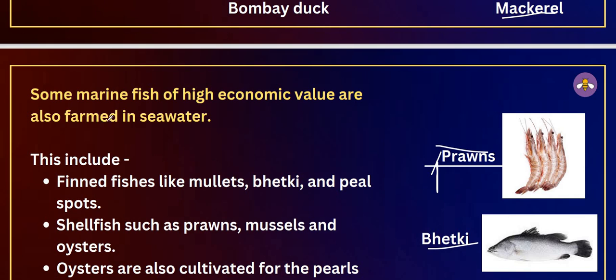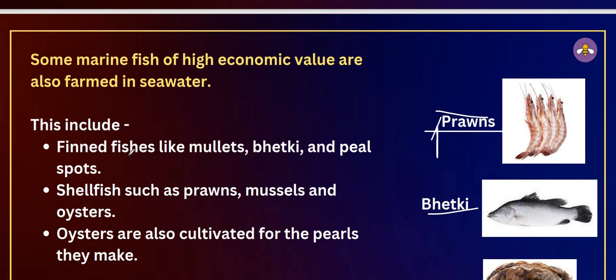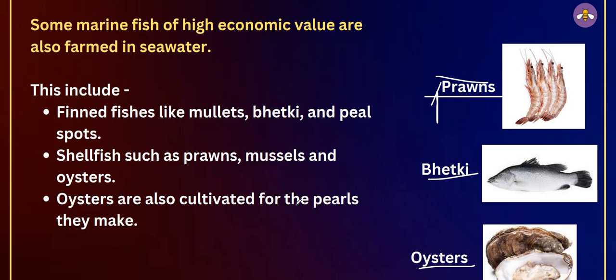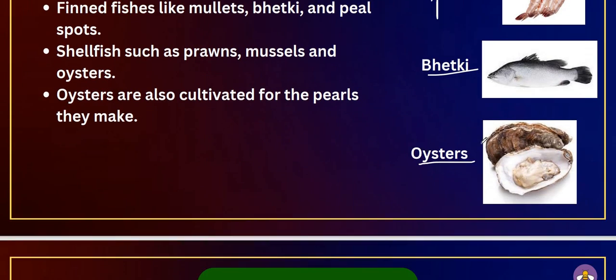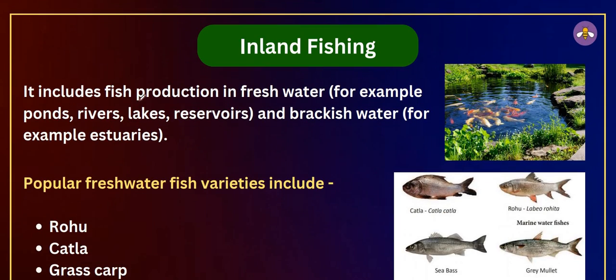Some marine fish of high economic value are also farmed. This includes finned fishes like mullets, vetki, and pearl spots. Shellfish such as prawns have shells, and also mussels and oysters. Oysters are also cultivated for pearls. They cultivate pearls, you know.